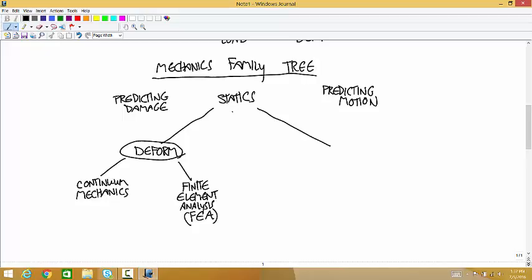Going in the other direction, predicting motion, you go to dynamics. And from dynamics, it sort of branches off into two directions. One is more solid dynamics. I'll call it advanced solid dynamics. And the other one is fluid dynamics.